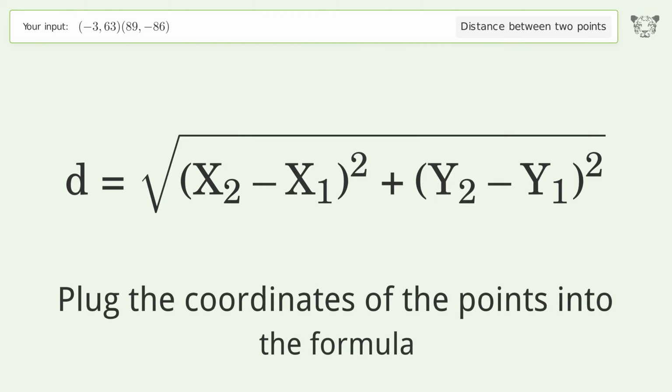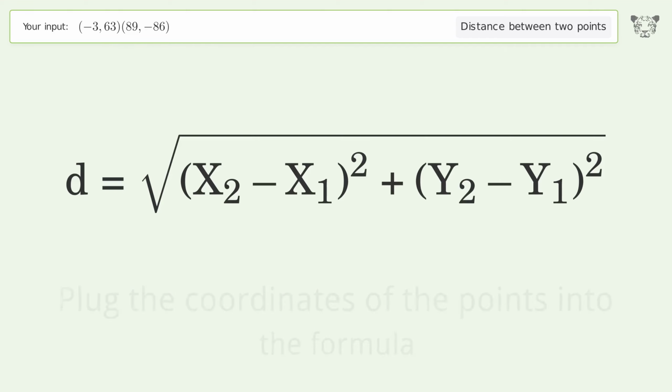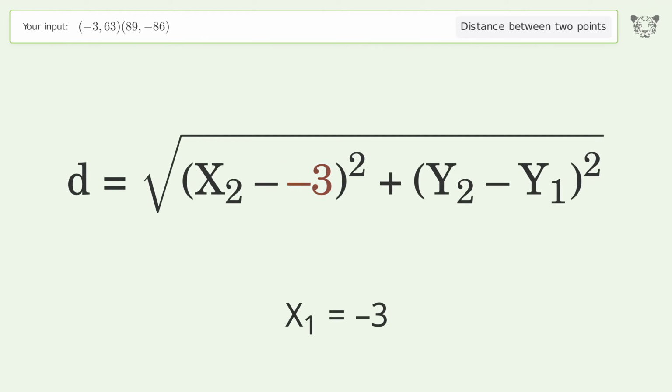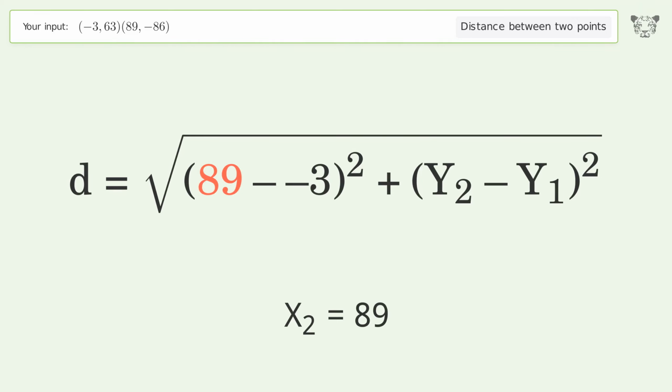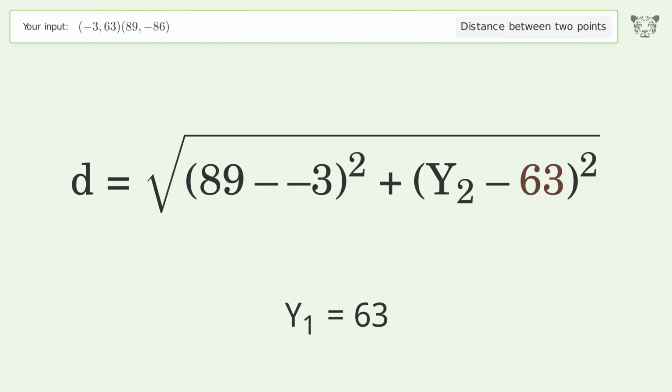Plug the coordinates of the points into the formula. x1 equals -3. x2 equals 89. y1 equals 63. y2 equals -86.